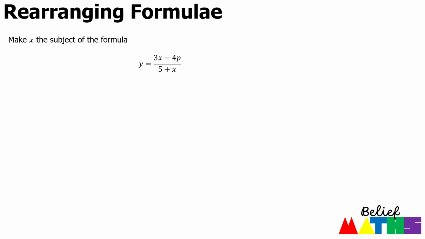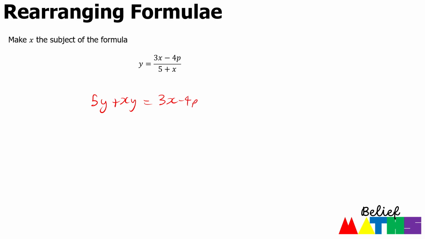Making x the subject, again, the simple ones tend to be not a problem with anybody. This one, where you've got two x's, tends to cause a little bit of confusion, so just a quick reminder of this. Because we've got two x terms, that's what makes it a bit harder. So we start by getting rid of our denominator, so multiplying across by that, we get 5y plus xy is equal to the numerator, 3x minus 4p.